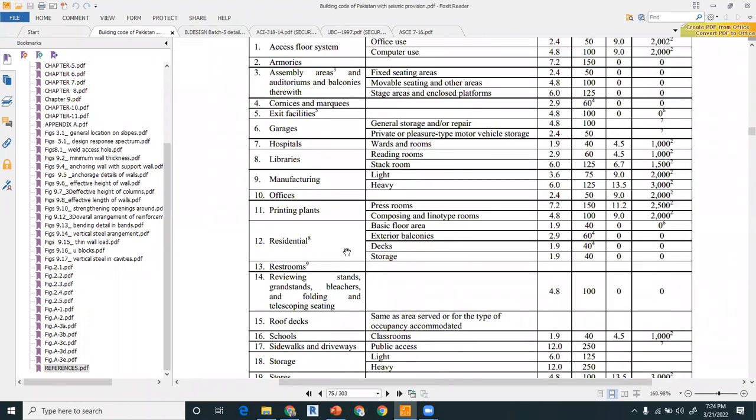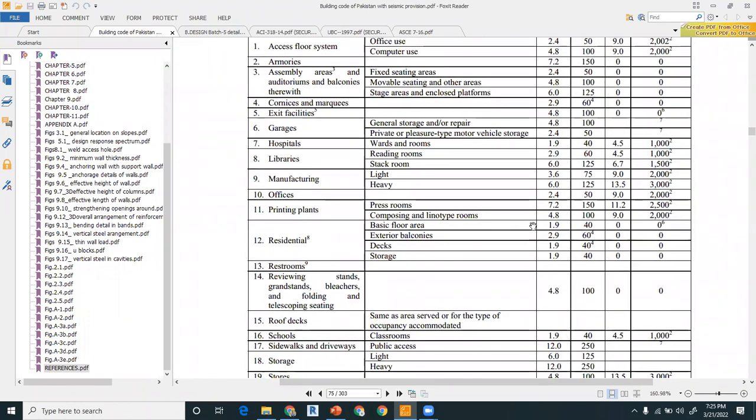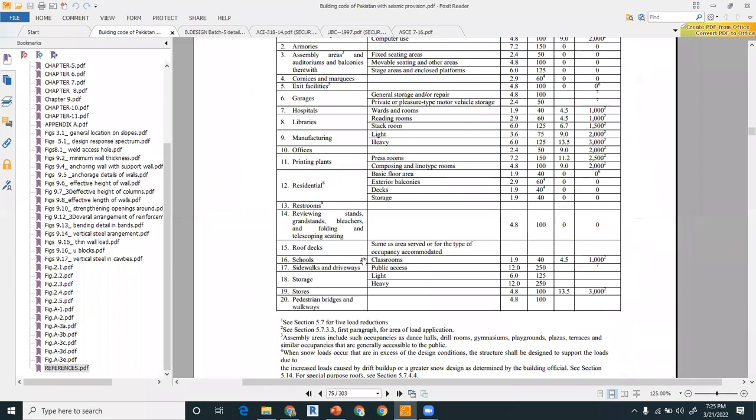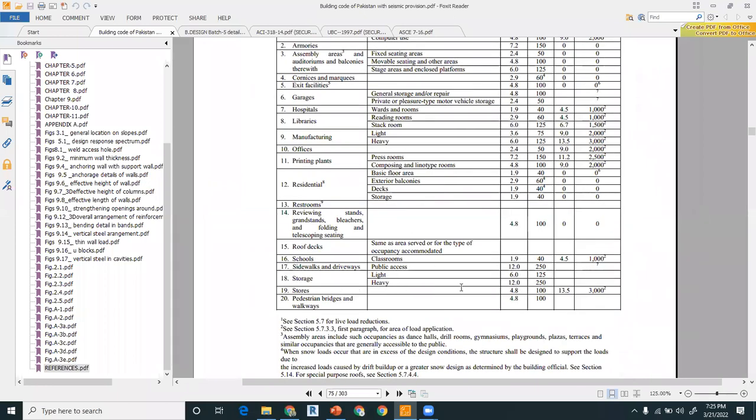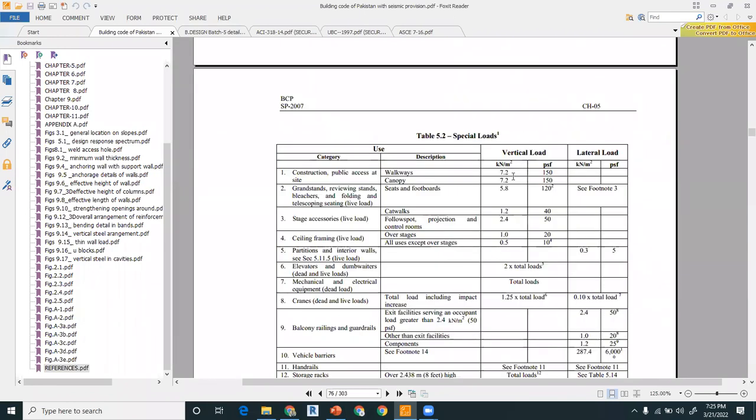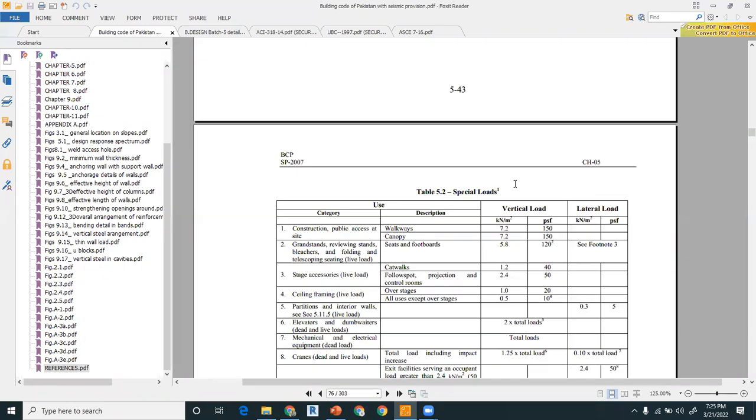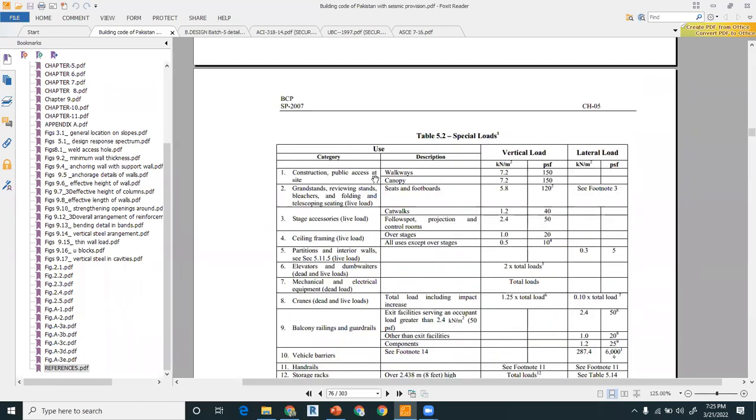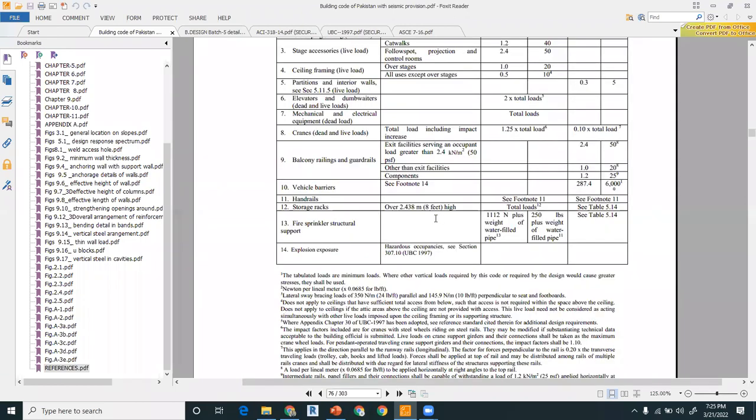For example, for residential buildings, the basic floor area load is 40 PSF, and for an exterior balcony it is 60, and decks is 40, and storage is 40, right? Same for the other structures, like schools, storage, and stores. You have to select the live load as per your requirement. So this is Table 5.1. If it is special loads, you can select it in Table 5.2.